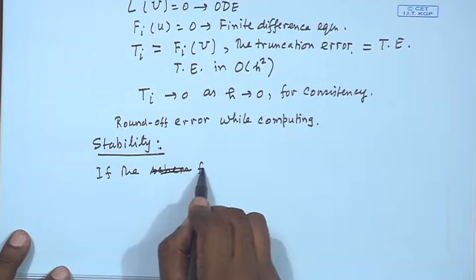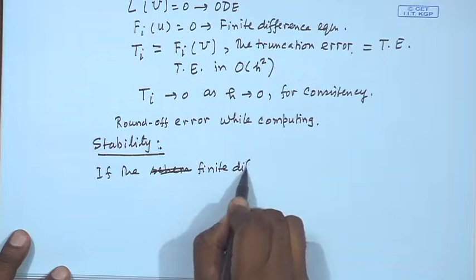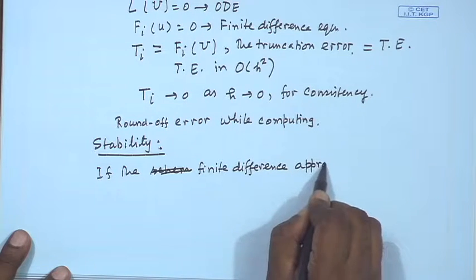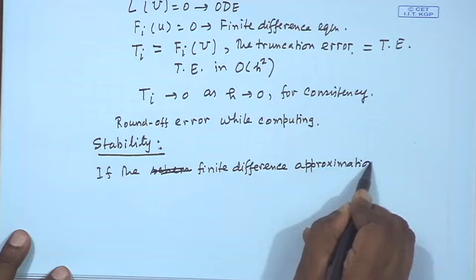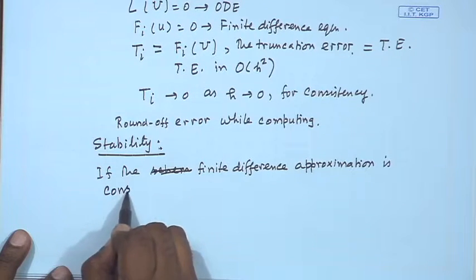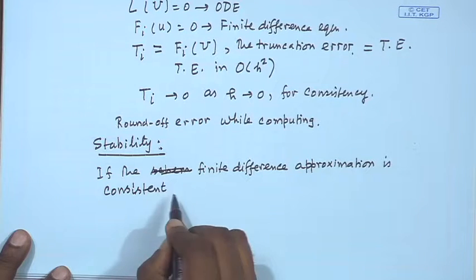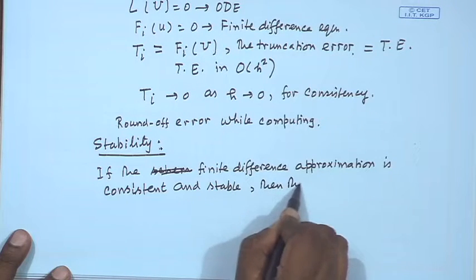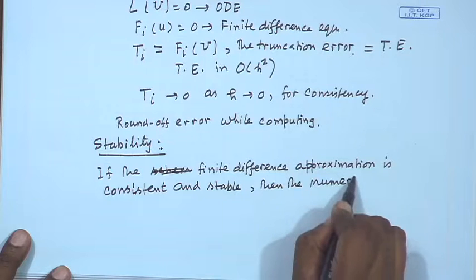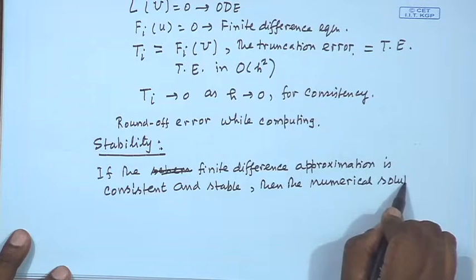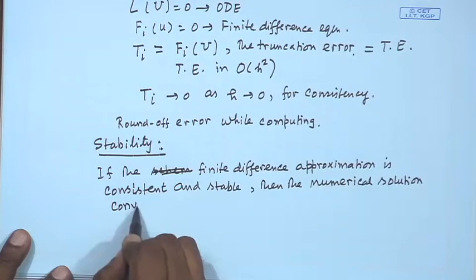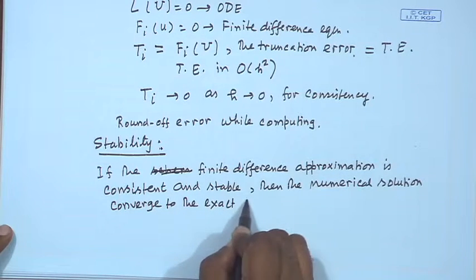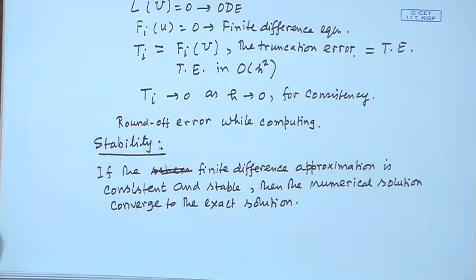So, if the approximation is consistent and stable, then the numerical solution converges to the exact solution. So that much we can say now.